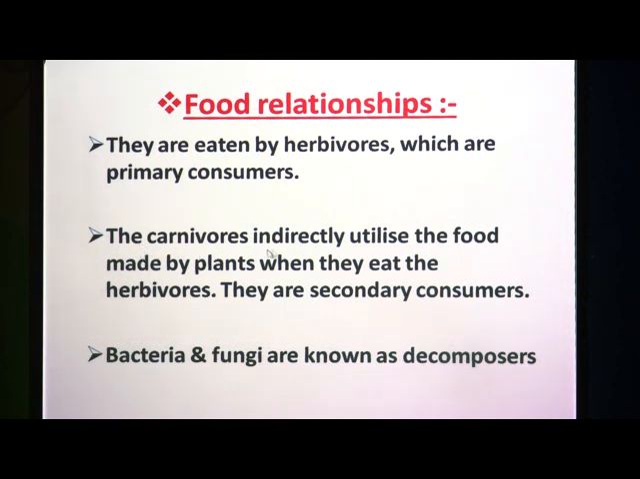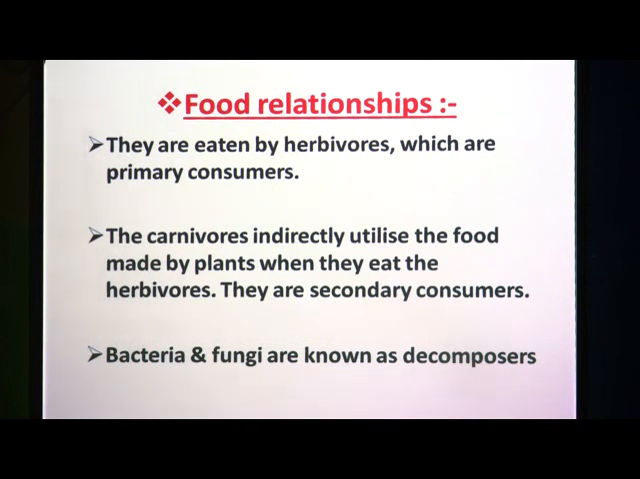Then the carnivores indirectly utilize the food made by plants when they eat the herbivores, and they are secondary consumers. That means when herbivorous animals eat the food from the plants, afterwards carnivorous animals eat those herbivorous animals. So indirectly they utilize the food made by the plants, and so they are called secondary consumers. Then afterwards bacteria and fungi are known as decomposers.